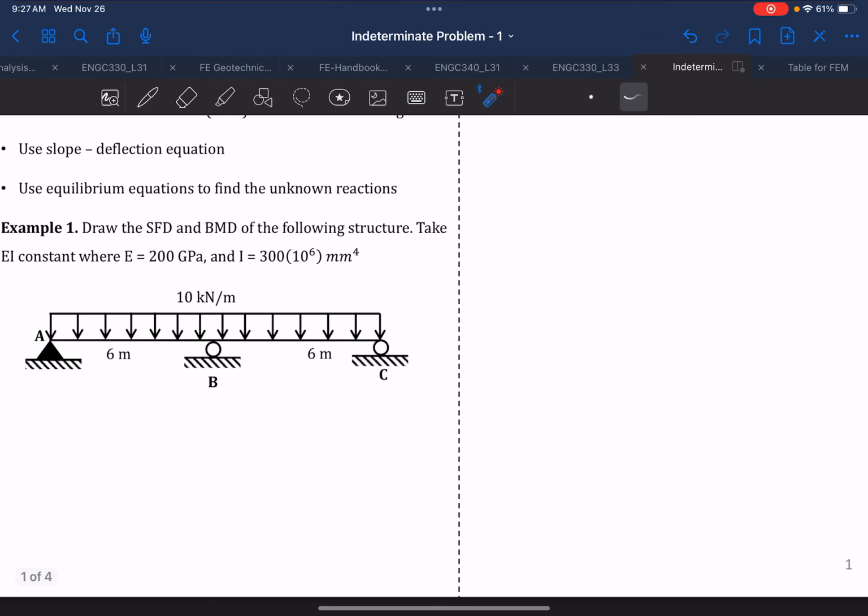So let's start with our example. You have here the pin joint at A, roller at B, and roller at C.